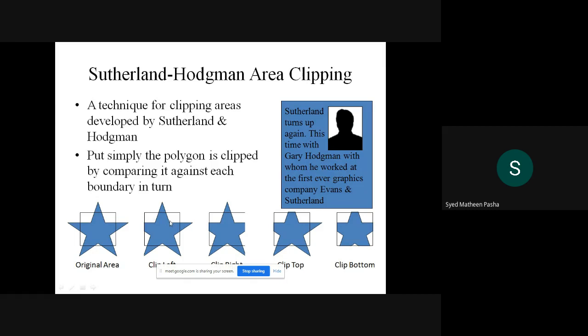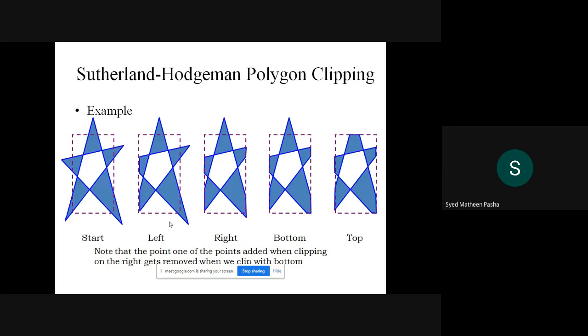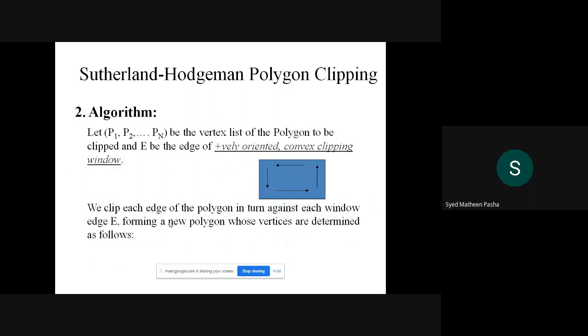So we saw how this area clipping is done. Then we saw the basic concept of how it is done. It basically uses the divide and rule method. That is, it will simply separate the polygon with respect to edges, and then it will clip the particular area of each edge. After that, I took an example to show you how the clipping works, that is area clipping. Then I just briefed how the algorithm works.